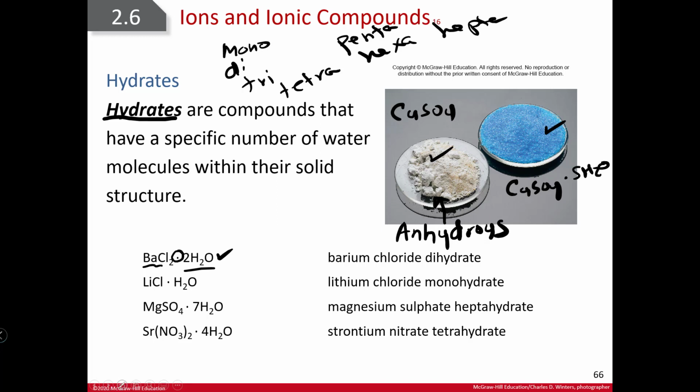So hydrates are ionic compounds, metals with nonmetals, that have waters attached to them. So if I put this copper 2 sulfate pentahydrate in an oven that's above the boiling point of water, the water will escape from this and it becomes anhydrous.